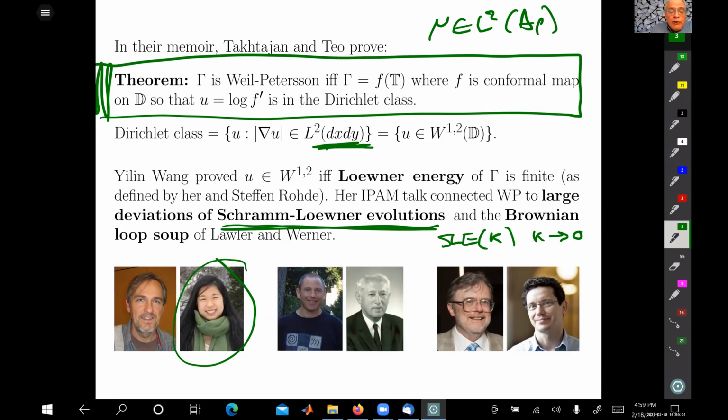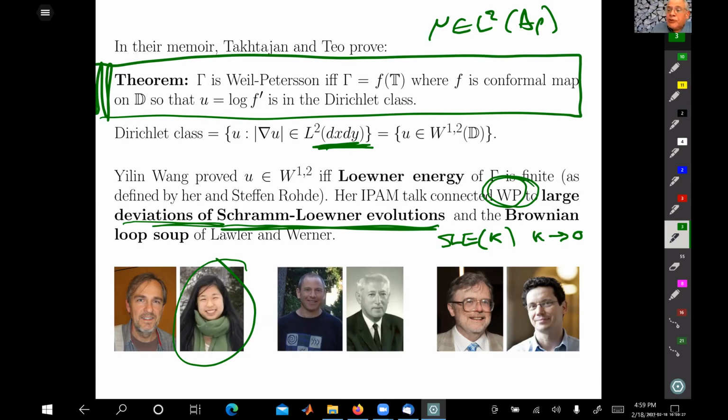But there's a certain way in which you can take the limit, called the large deviations theory, in which the limits are exactly the Weil-Petersson curves. So Weil-Petersson curves can be thought of as the limit of SLE curves as kappa goes to 0. And so that's what her talk was about. And that's why the Weil-Petersson class came up. And in the course of her giving the talk, she mentioned this characterization, which I should have read in Leon's book myself, but I hadn't.